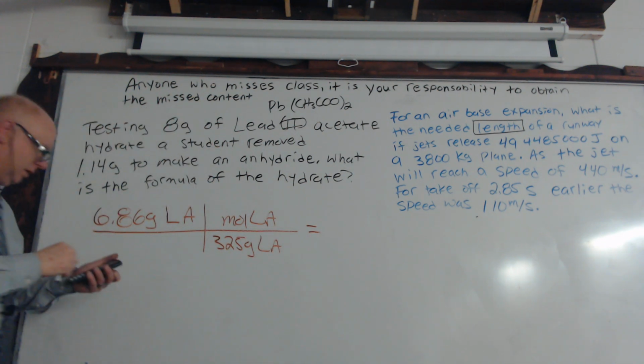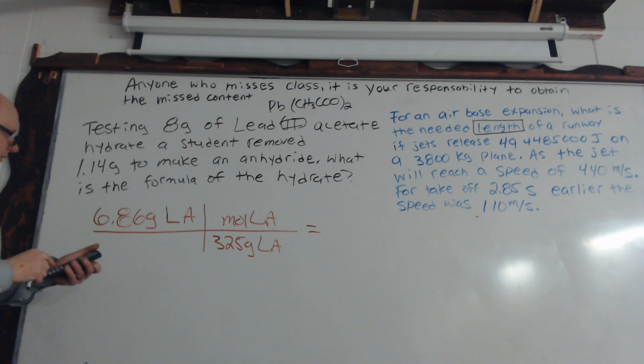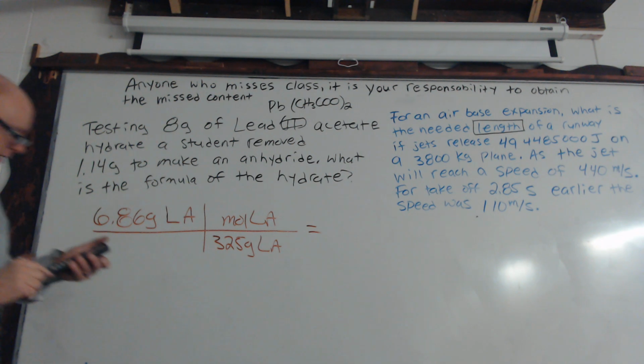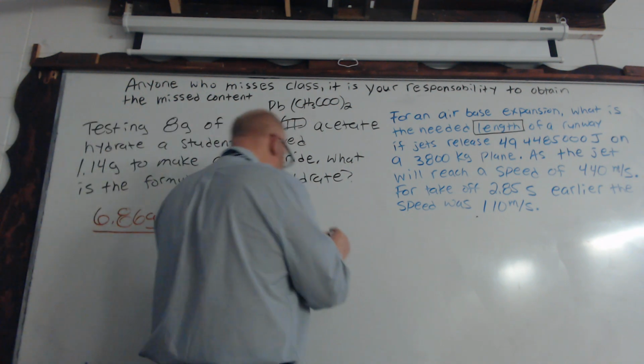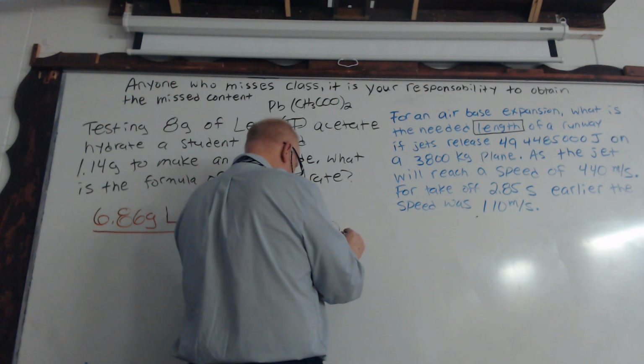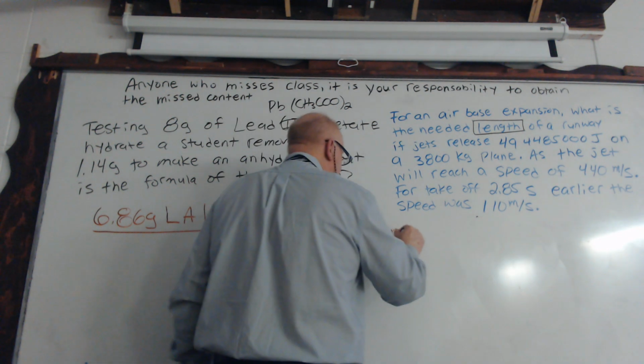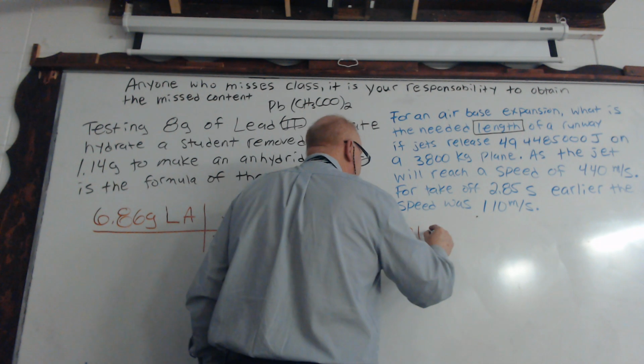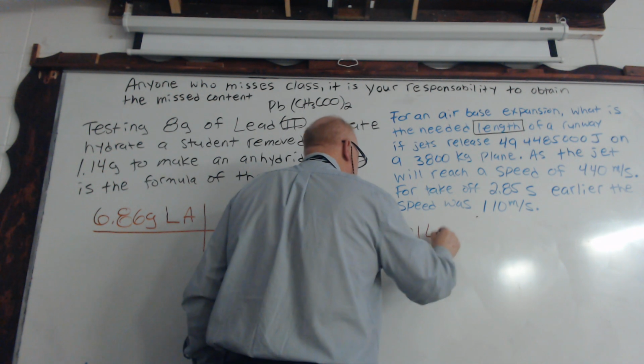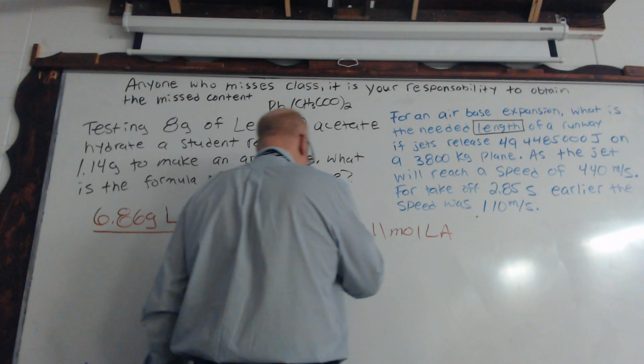Okay, so let's go ahead and divide that out. 6.86 divided by 325. You get 0.02. We're going to extend it out a little bit. That's still correct, 0.0211. And we're just going to put another digit on there. So then, again, this is your anhydride right here.